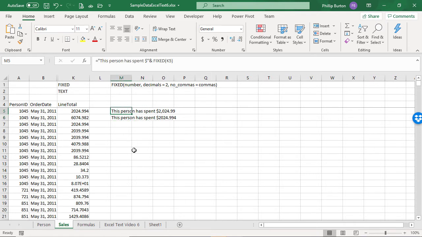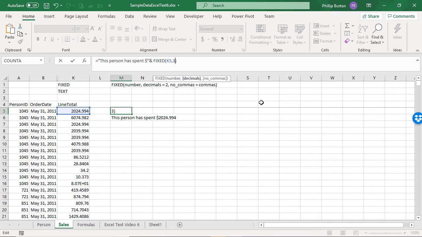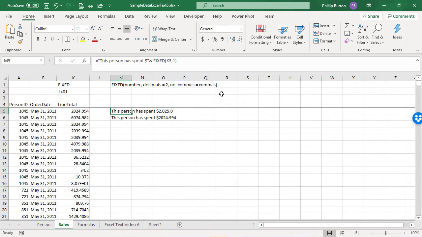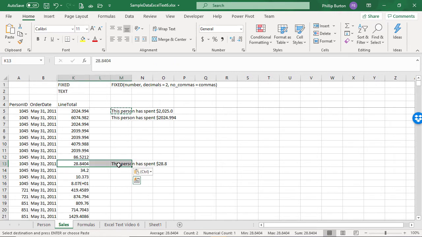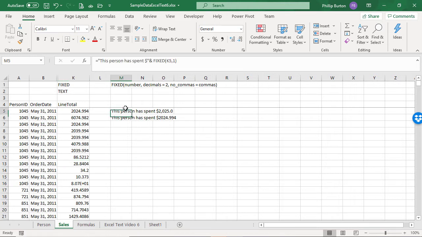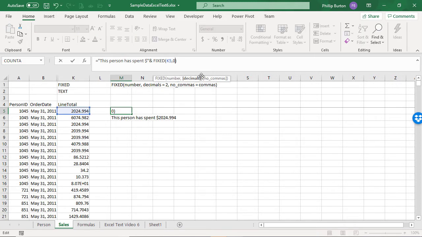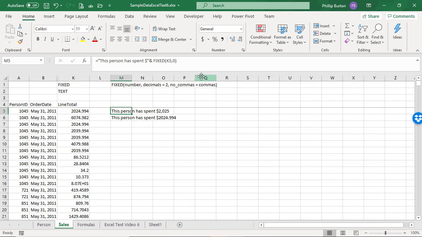So now let's add in another argument, the decimals. We could say we want it to go down to 3 decimal places as we've got, or we could say we want it to 1 decimal place. So notice $2,024.99 has been rounded up. However, if we had another example like here, this will round down. So it will round to the nearest 10 cents in this case. Now, what would happen if I round it to 0 decimal places? That's right, it will be rounded to the nearest whole number. So here we have $2,025.